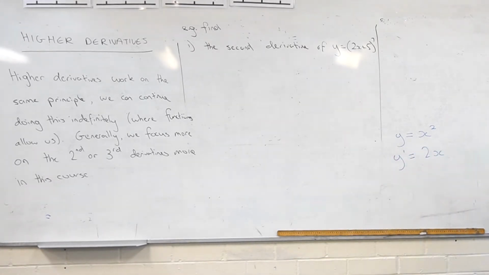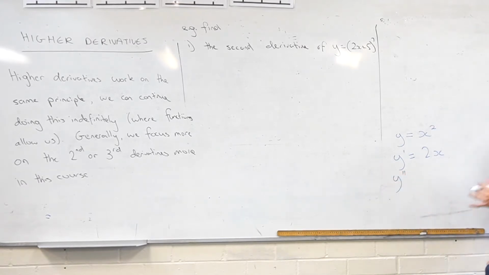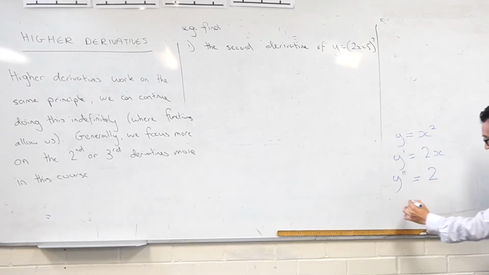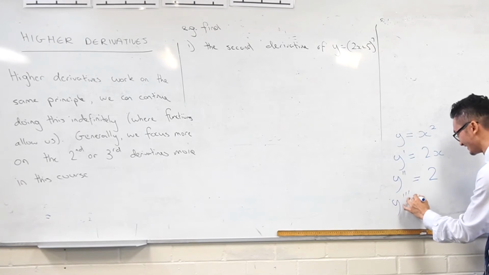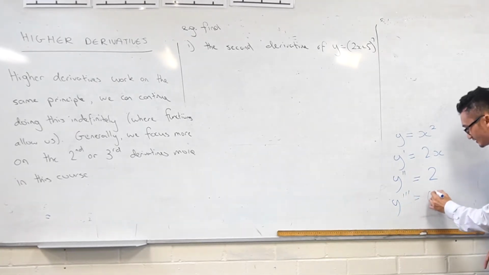Now, if we want to find the second derivative, things to note from a notation perspective: we're not very creative mathematicians, we just add another dash to indicate the second derivative. And then we get to 2, and if you want to do the third derivative, no surprises here, we add a third dash, right? And then what happens when you take the derivative of a constant? Well, you just get 0.